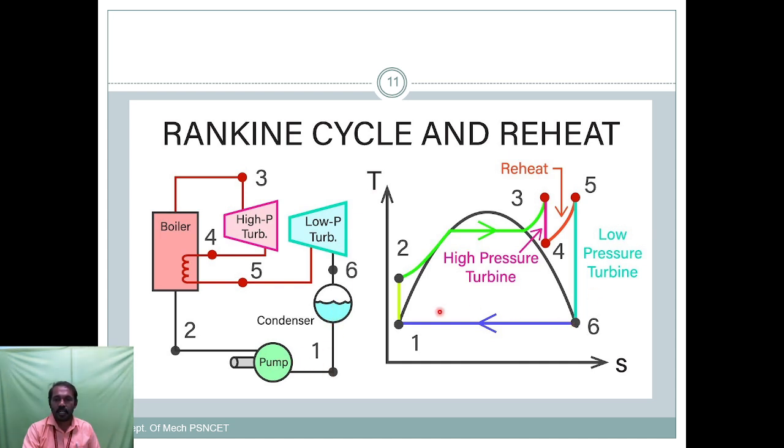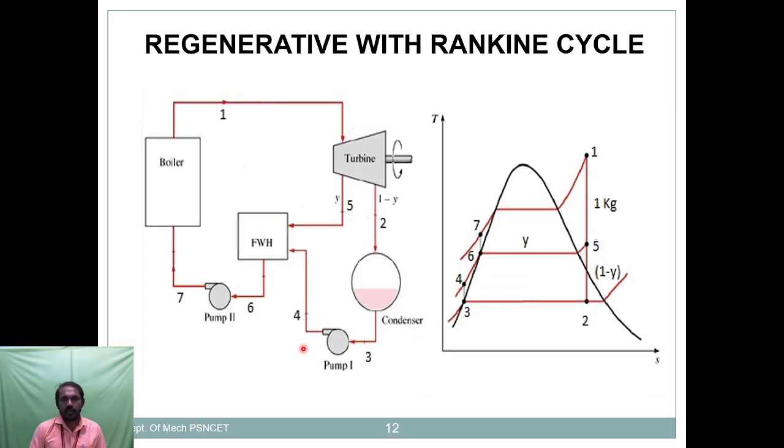The cycle process continues again: 1 to 2, 2 to 3, 3 to 4, 4 to 5, 5 to 6, 6 to 1. So the cycle repeats. So this is a Rankine cycle with a reheater. This is the combined one, the same repeat process.